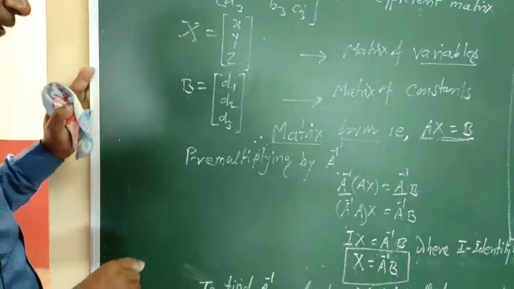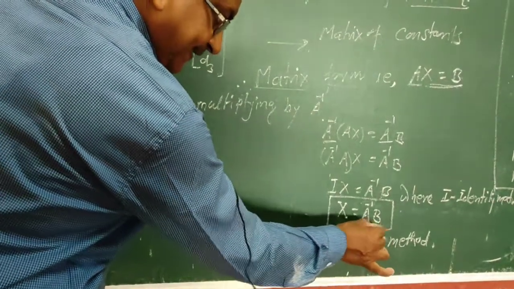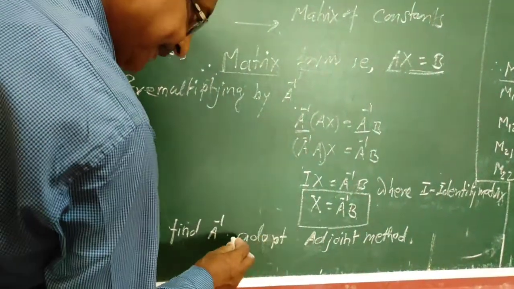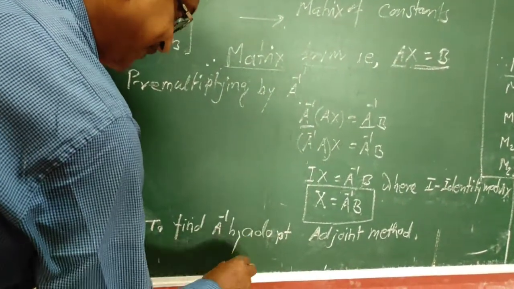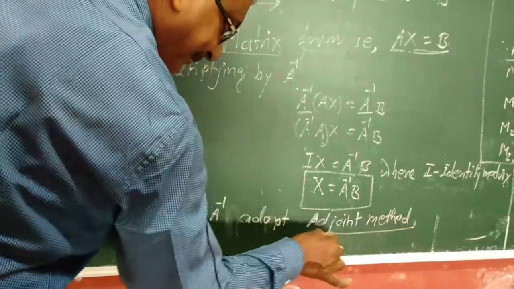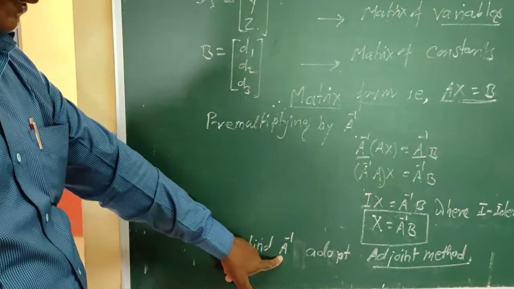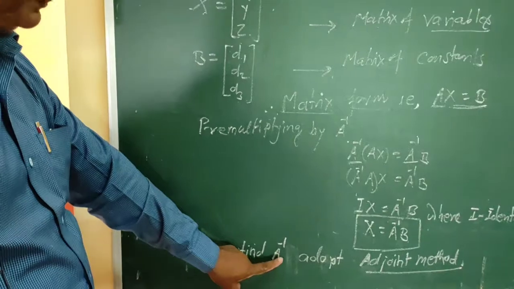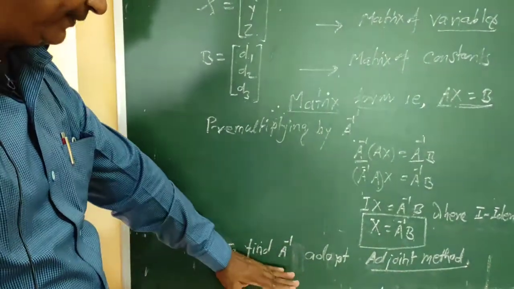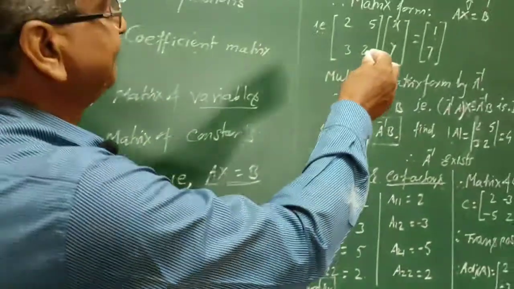Now, as this expression requires A inverse, find A inverse by adopting the adjoint method, because we don't find A inverse by the elementary transformation or row transformation method, because that part has been deleted from our course. And therefore now we come to a particular example here.